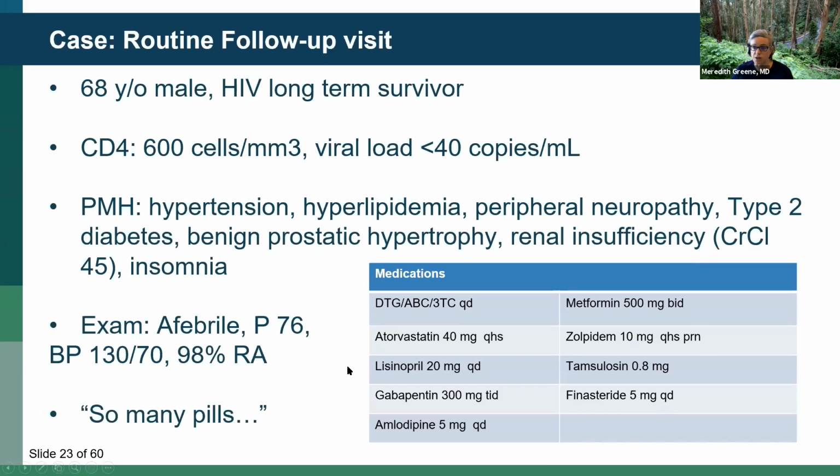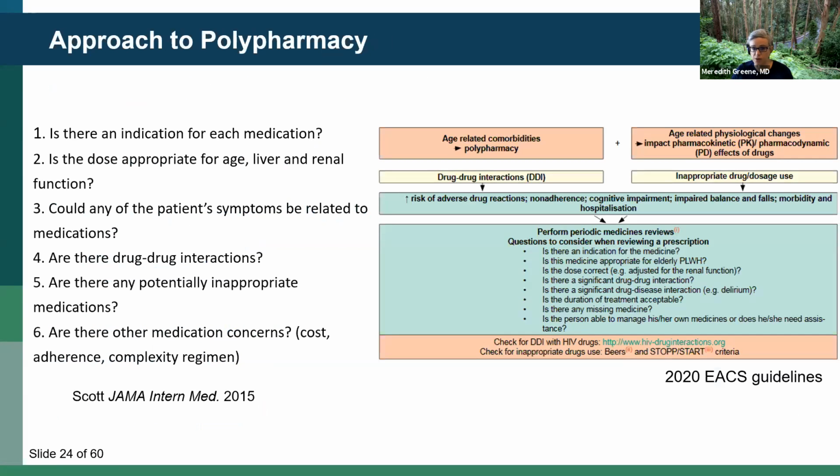He comes in for a routine visit, doesn't have specific concerns, but does mention when you're talking about how he's doing with his ART adherence, he starts bringing up how many pills he's taking and that this is getting overwhelming. So how could you approach polypharmacy?